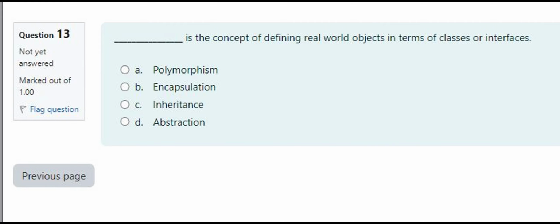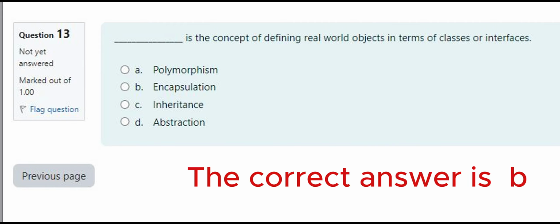Brief explanation: abstraction is the process of hiding complex implementation details and showing only the essential features of an object. In object-oriented programming, OOP, this is achieved by defining a simplified model such as a class or interface that represents a real-world object, focusing on what it does rather than how it does it.